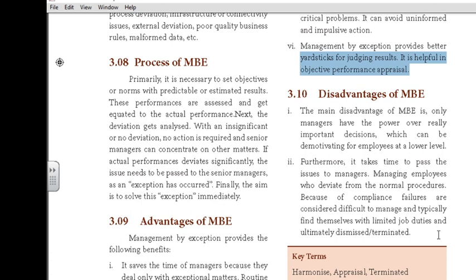So I think we are completing this chapter with the MBE concept. In this chapter we have learned about the concepts of MBO, management by objectives, and MBE, management by exception. We have noted the common things about the process, advantages and disadvantages of both. I think we are completing this chapter.